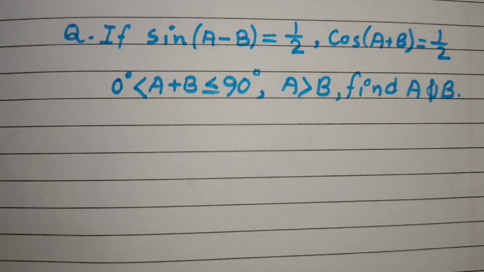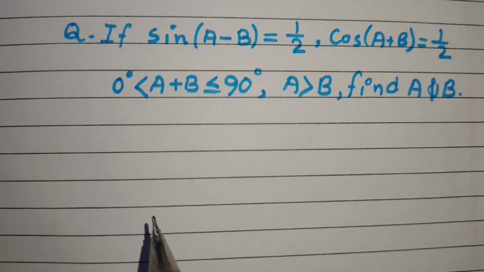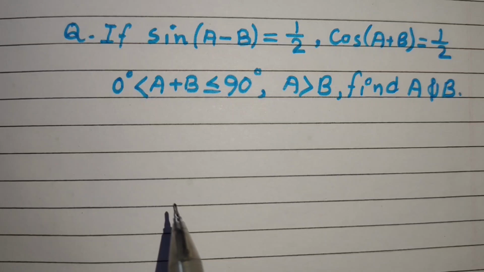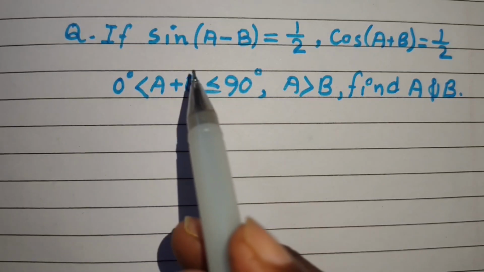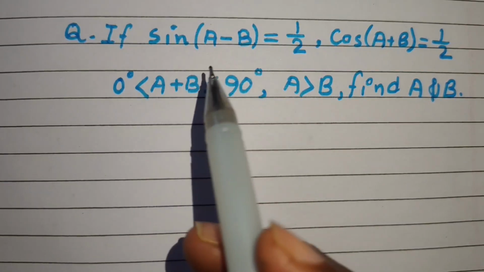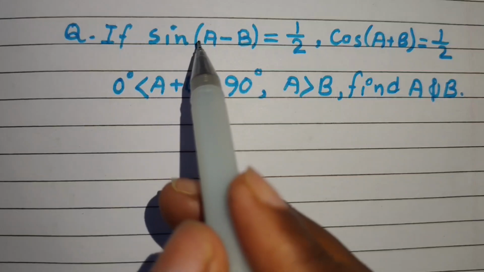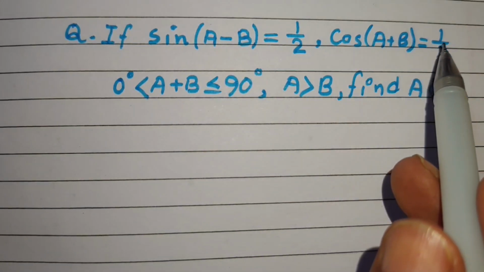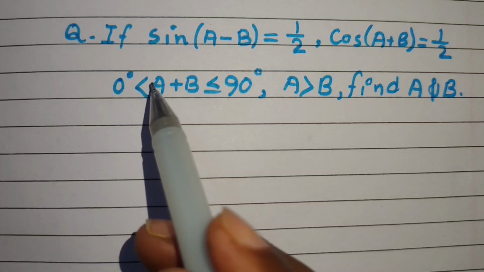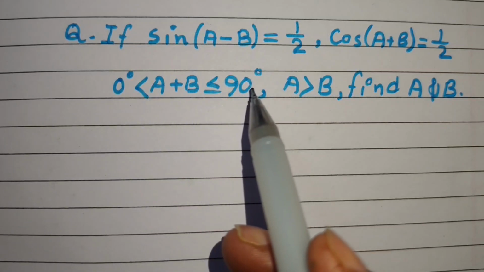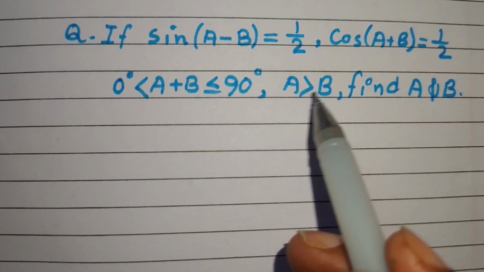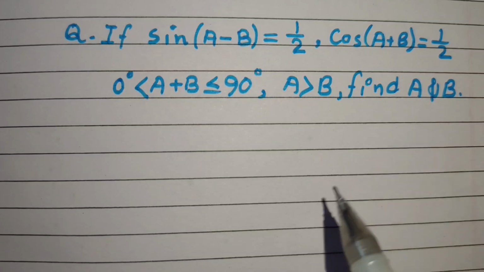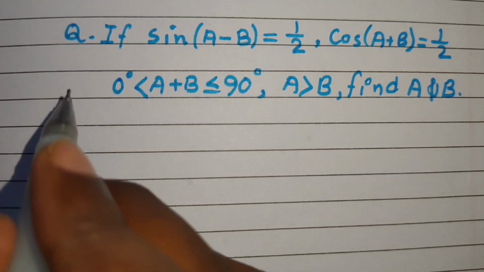Welcome to the video. In this video I'm going to solve a trigonometric problem which belongs to grade 10, and the question is here: if sine of a minus b is equal to 1 by 2, cos of a plus b is equal to 1 by 2, where 0 degree is less than a plus b is less than or equal to 90 degree, a is greater than b, then find a and b.